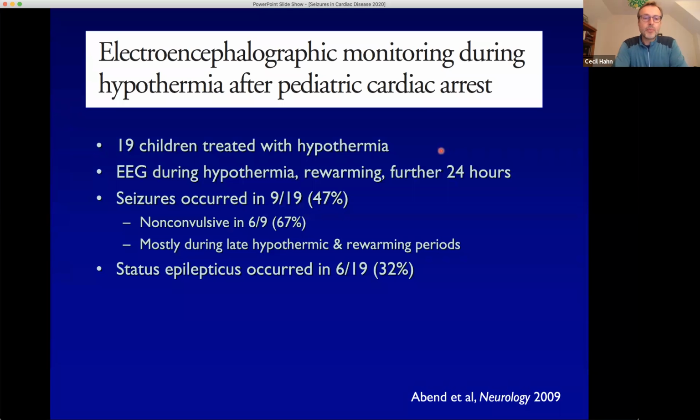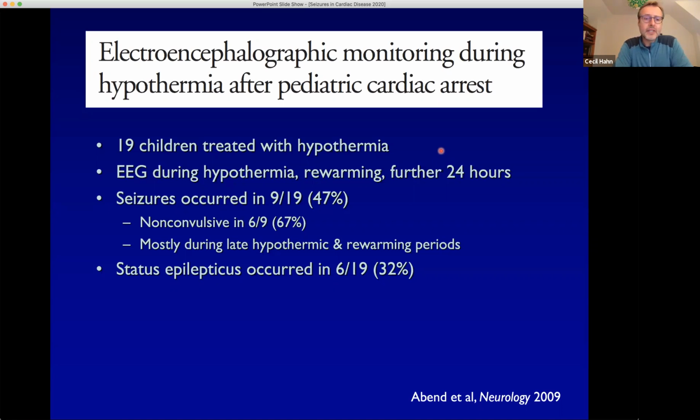This is a classic paper from the group at Children's Hospital in Philadelphia, who did EEG monitoring in children after cardiac arrest. And this was in the era when cardiac arrest hypothermia trials were going on. Hypothermia has fallen out of favor now for cardiac arrest. But at this point, babies or children were treated with hypothermia and then rewarmed. Hypothermia for 24 hours, rewarming for 24 hours.